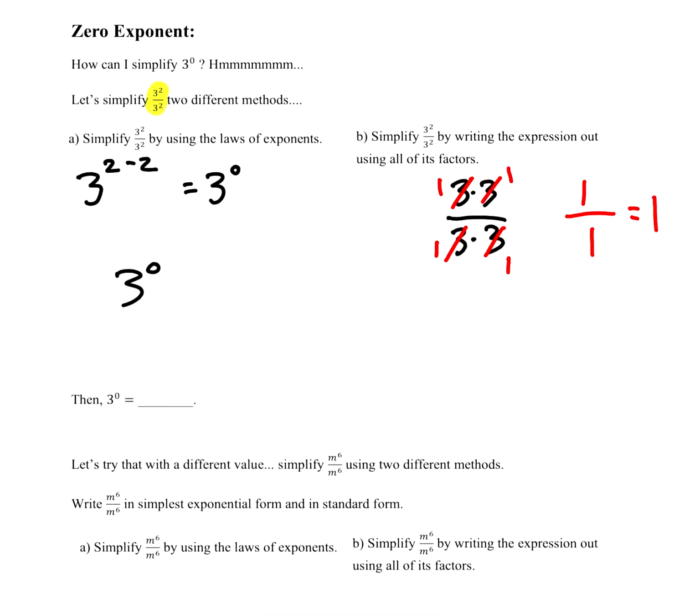So if we simplified 3 to the second divided by 3 to the second and got 3 to the 0 power, and we also simplified it a different way and got 1, that means 3 to the 0 power has to be equal to 1.